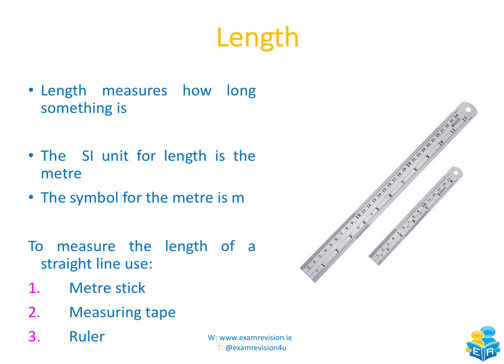So the first one we're going to look at today is length. So length refers to how long something is, and there's many different ways that we can measure length. Now, the SI unit is the metre, and the symbol for the metre is just the letter M. Okay, so the first letter of metre, it's the letter M. And we can measure length in a variety of different ways. We could have a metre stick, we could have a measuring tape, and we could have a ruler.